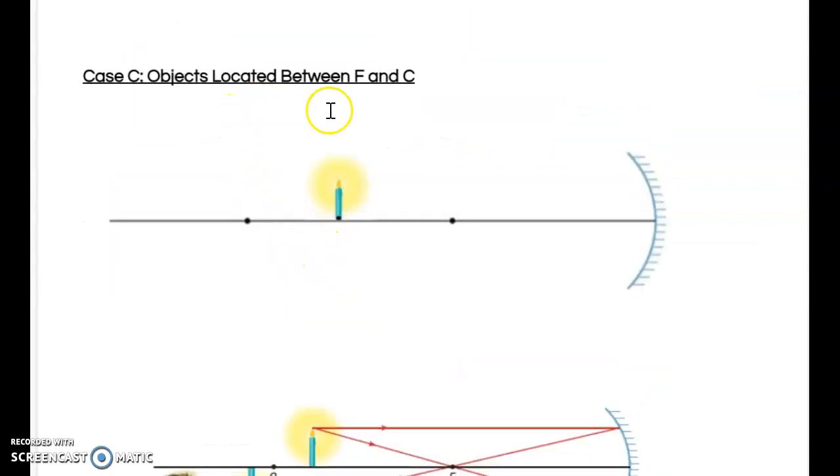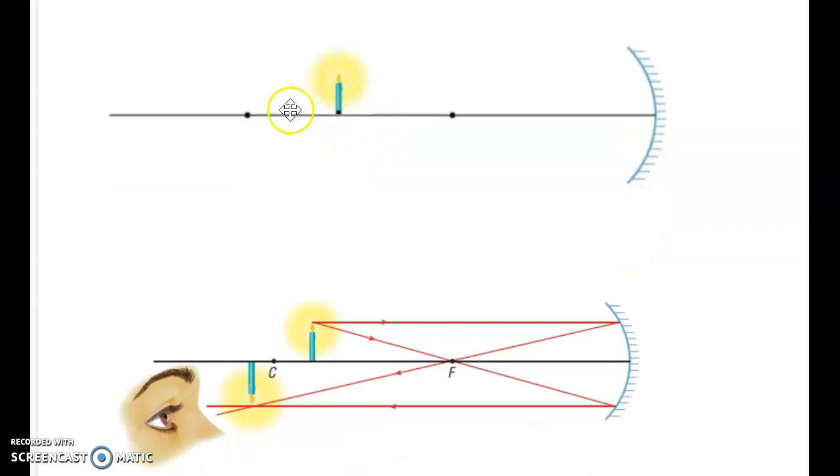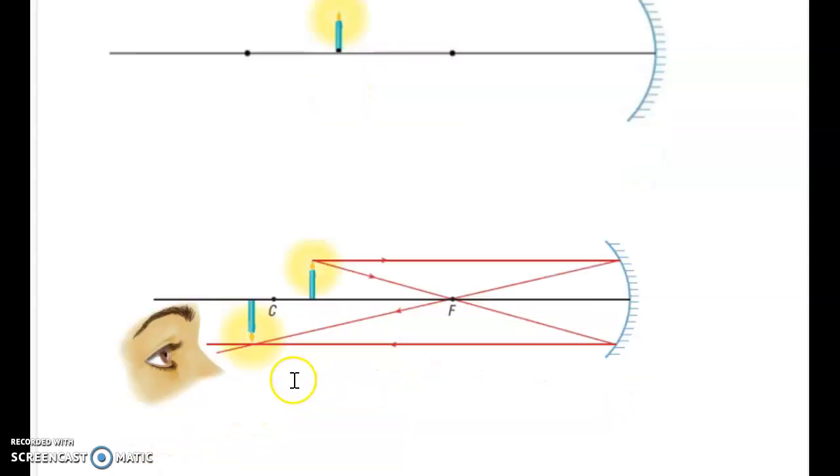Case C, object located between F and C. So if I have an object in between my C and F, center of curvature and focus, again I'm following the same rules as I just mentioned earlier in this lesson. Parallel to the principal axis through F, reflected back parallel to the principal axis, and where these two reflected rays converge, I am getting an image beyond C that is larger than my object.